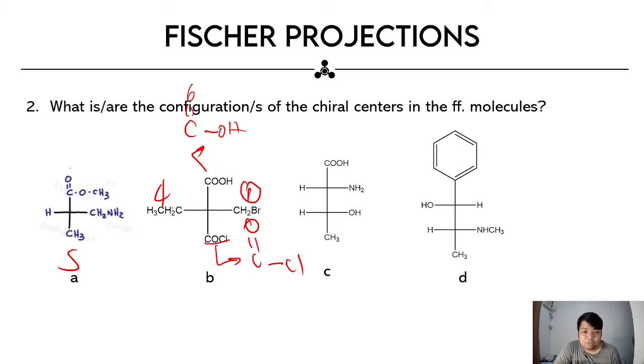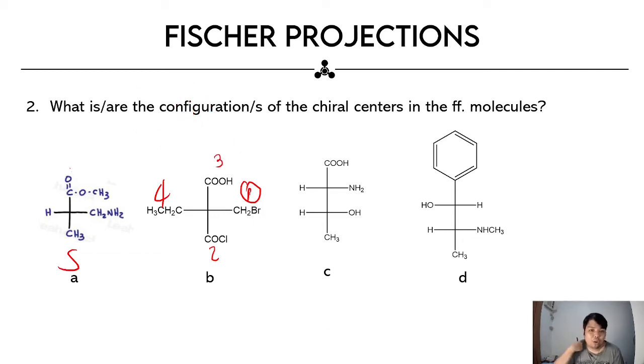Now, between 2 and 3, which will have a higher priority? They're already equivalent on this part because they have a doubly bonded oxygen. Now, the difference is here. Since chlorine is heavier than oxygen, this will be given a higher priority. This will be priority number 2. This will be priority number 3.